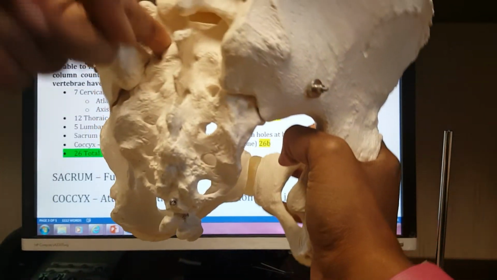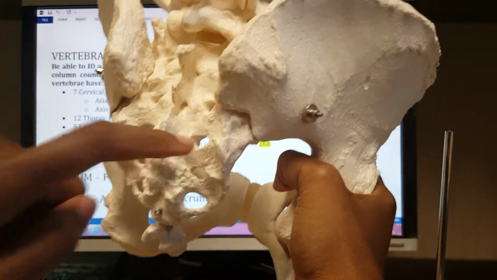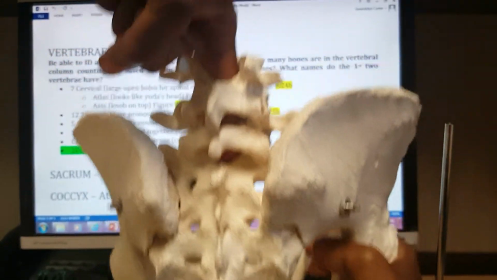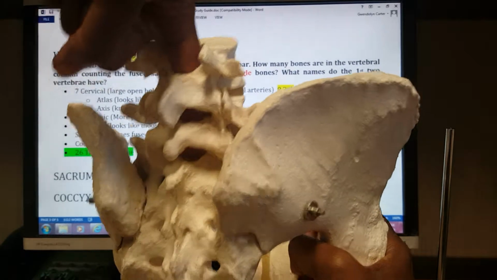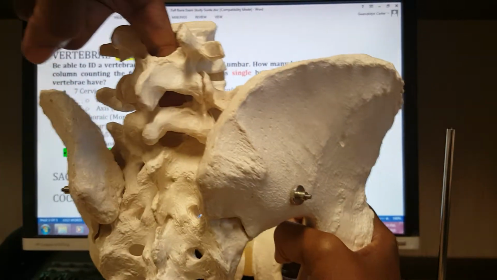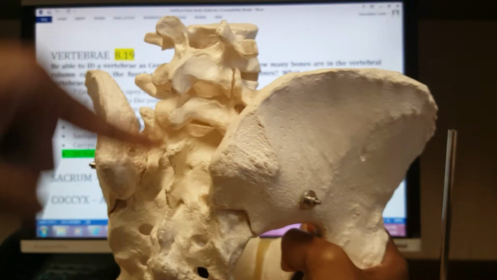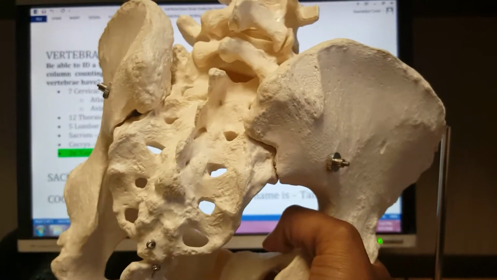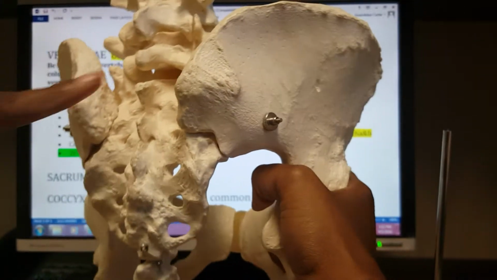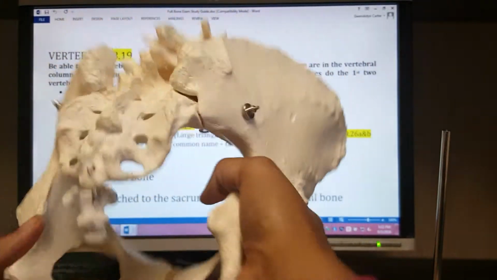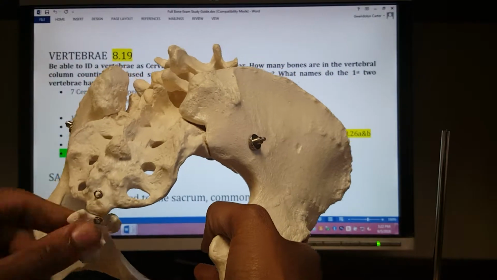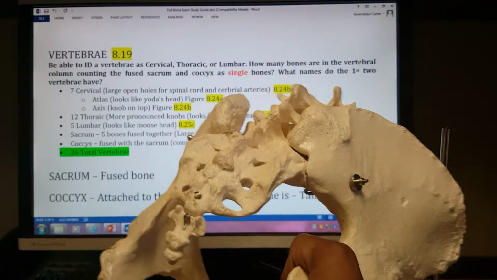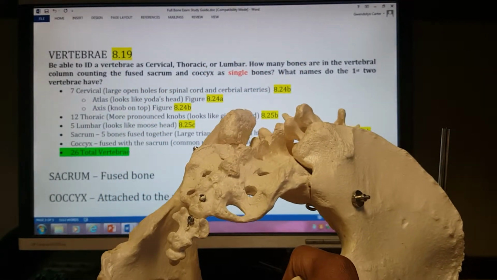So the holes here allow for spinal nerves to exit out. So we have our spinal cord where my finger is, and then it goes into your sacrum, and then the spinal nerves exit out through those holes. Again, this is a fused bone that fuses together in an adult. And then below it, this little tiny piece off of here, another fused bone called your coccyx. Common name for that one is your tailbone.